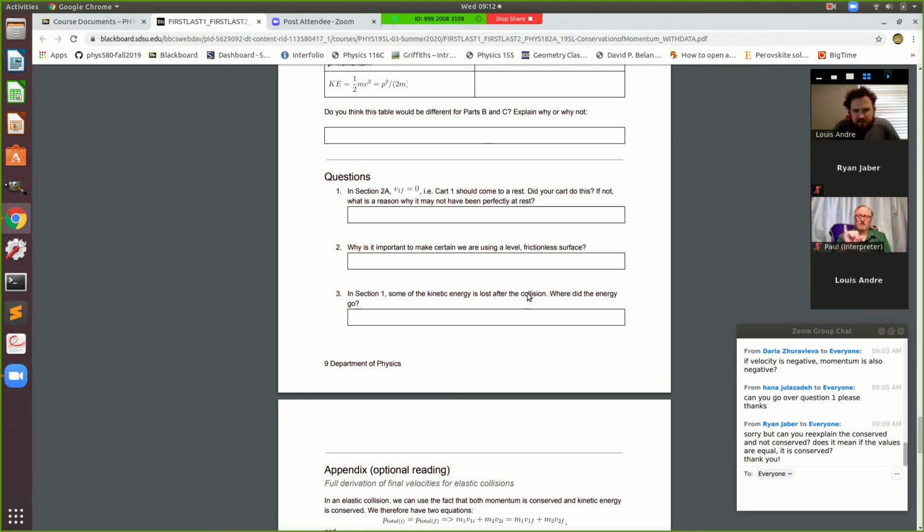In section 1, some of the kinetic energy is lost after collision. Where did the energy go? And that's what I mentioned earlier. Kinetic energy is lost in collisions to sound, heat, or the compression of the material. Those are the 2 big ones. Compression of the material kind of tells you friction. So it's friction and sound, right?